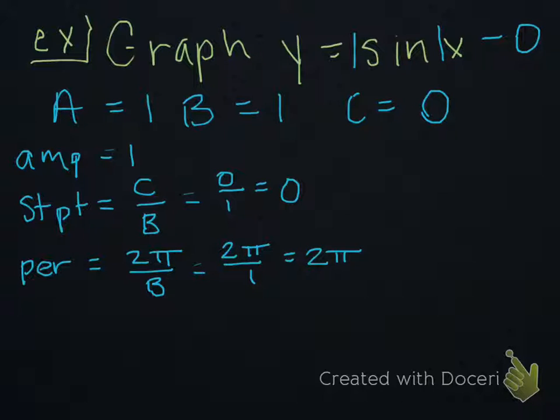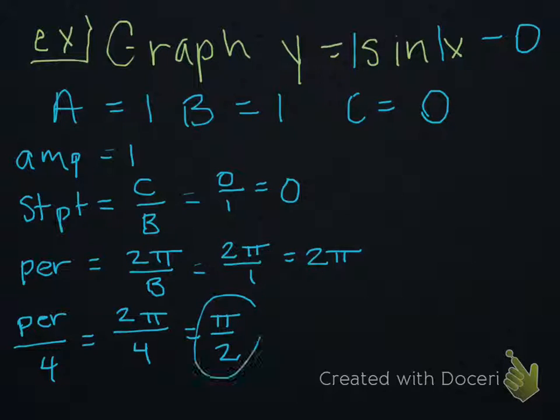And the last thing we find is my period over 4. So I'm going to take whatever I got in that problem prior, which was 2 pi, and I divide that answer by 4. So I get pi over 2. This is what we're going to be adding to those x coordinates in a moment. So now that we've figured out all of these basics, next thing we have to find is our x coordinates.